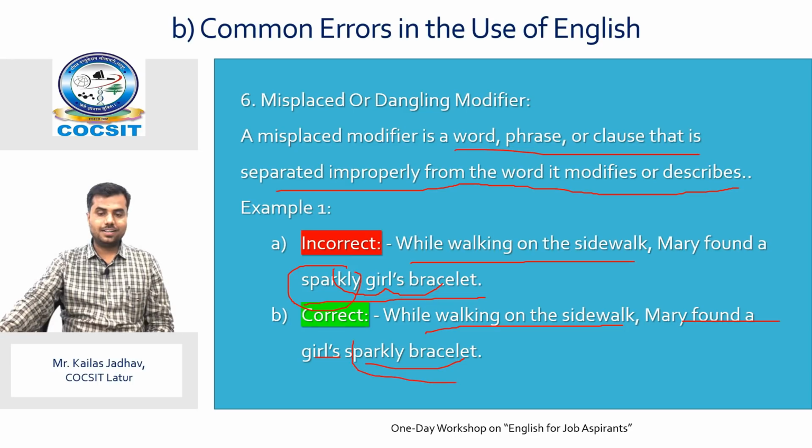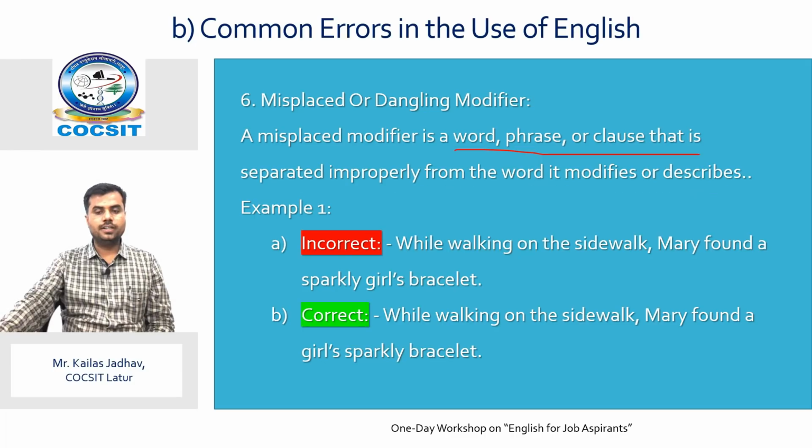Now the sparkly is not appropriately following the noun it modifies. The noun is girl, girl sparkly bracelet. Look, the bracelet is being described with the help of this adjective sparkly. Are you getting it? What is the adjective used here? The adjective for the bracelet is used, particularly sparkly bracelet. When we describe something, that time we use sparkly.